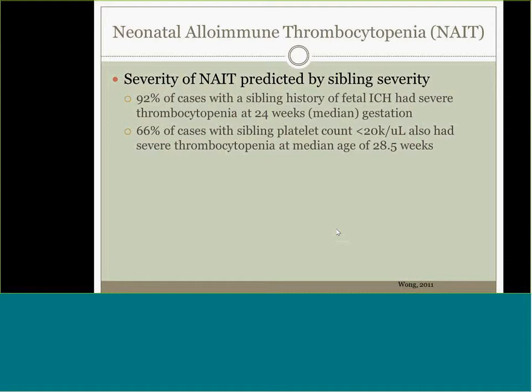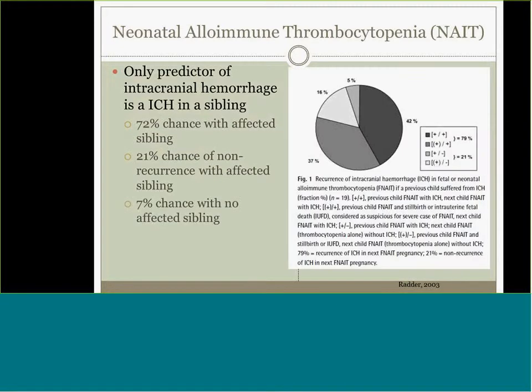92% of cases with the sibling history of fetal intracranial hemorrhage had severe thrombocytopenia at 24 weeks, and we'll talk about what that then plays into their risk of intracranial hemorrhage in that subsequent pregnancy. 6% of cases with a sibling platelet count less than 20 also had severe thrombocytopenia at a median age of 28.5 weeks. So again, if that first pregnancy was affected, that subsequent pregnancy is more likely to be affected and potentially more severe.